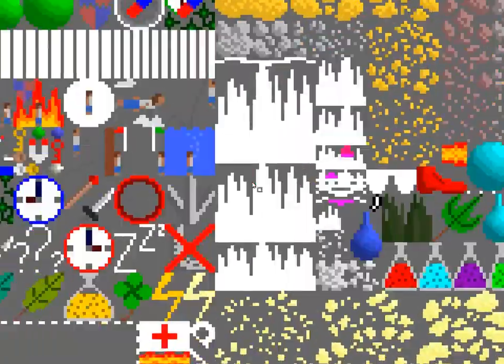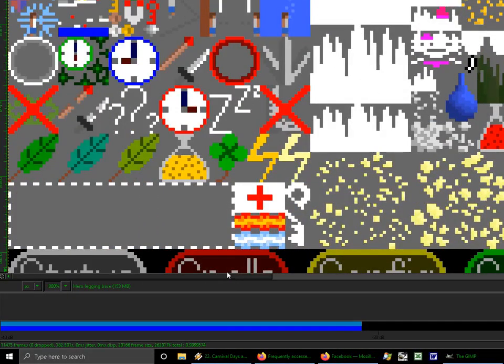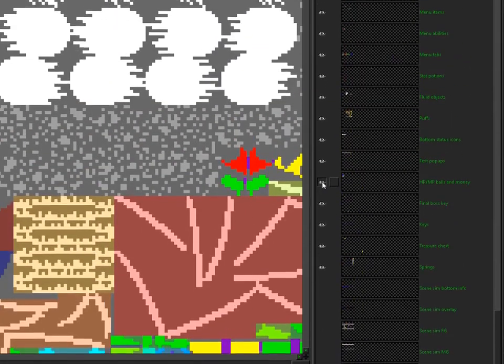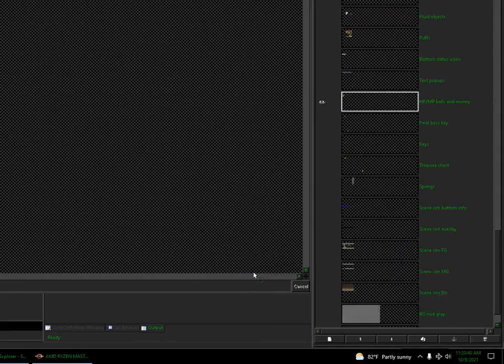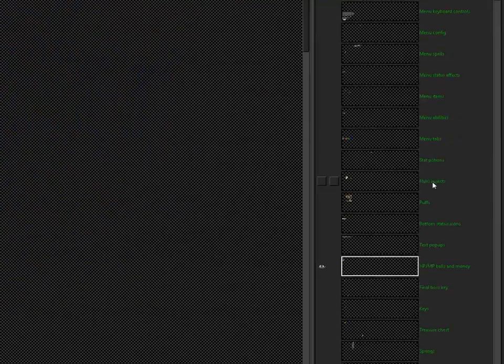Of course, finding all this stuff is kind of a pain to do because some of it is a bit scattered. However, with the way I have things set up, if I want just the HP, MP, balls and money items, well, I just hide everything except for that. What do you know? There it all is.